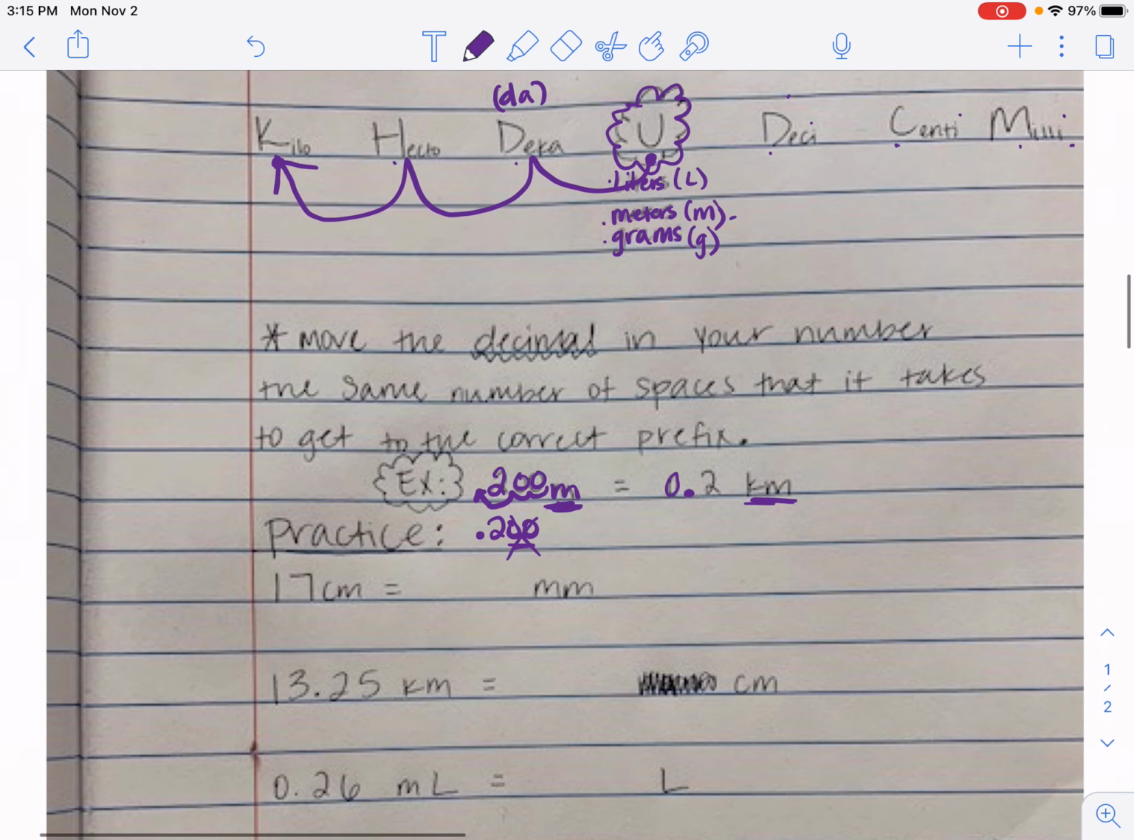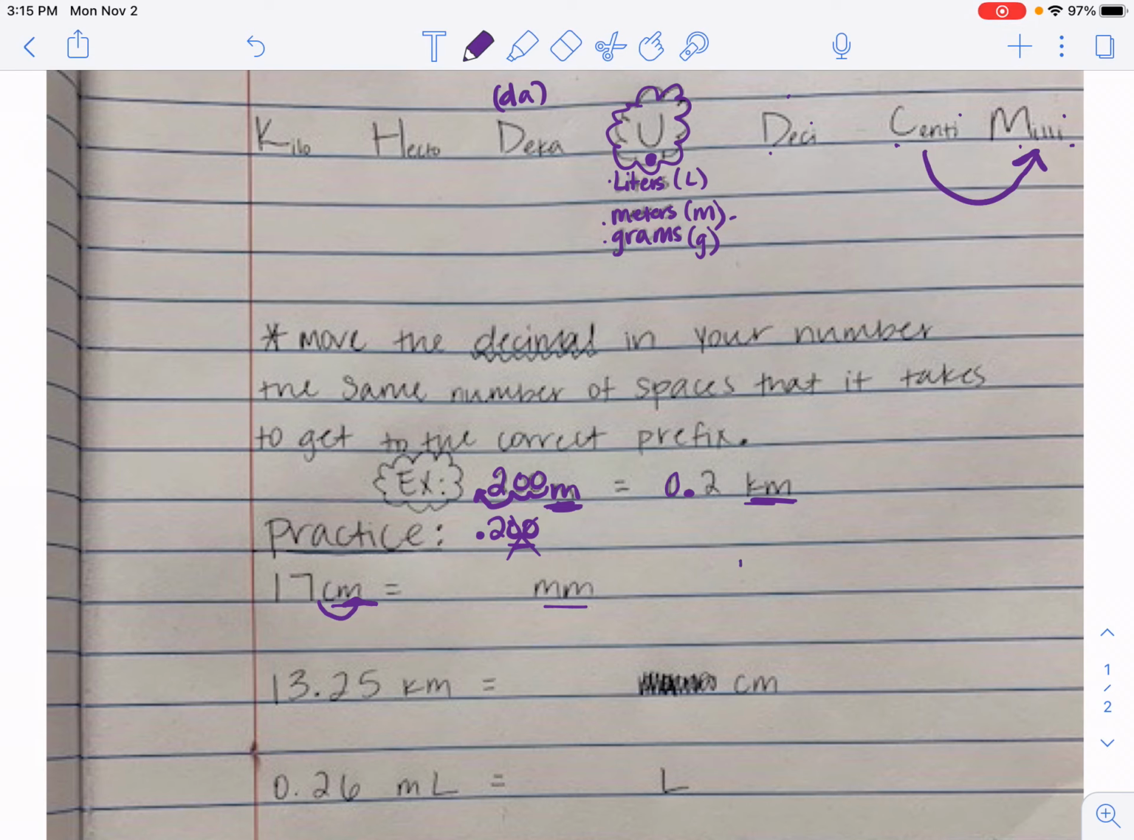Down here we see 17 centimeters, and I want to know how many millimeters that is. So let's actually erase some of this. There we go. I'm going to look at how many spaces I need to get from centimeters to millimeters. So centimeters is right here, millimeters is right here. I only had to move 1 space to the right. So I'm going to take my decimal, and I'm going to go 1 space to the right.